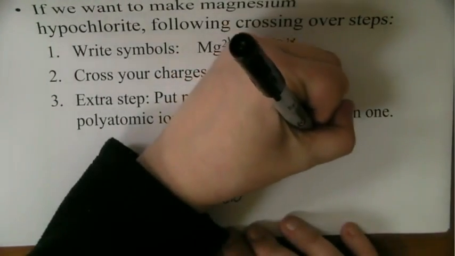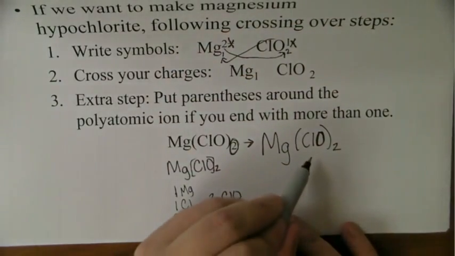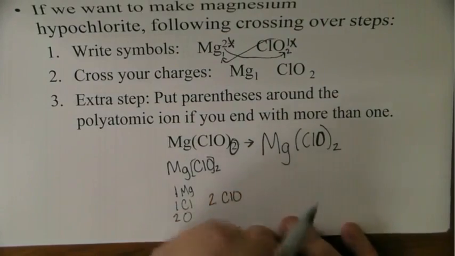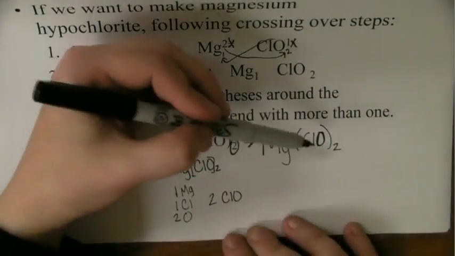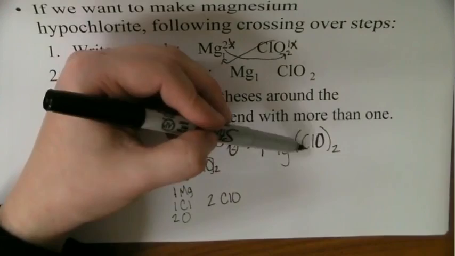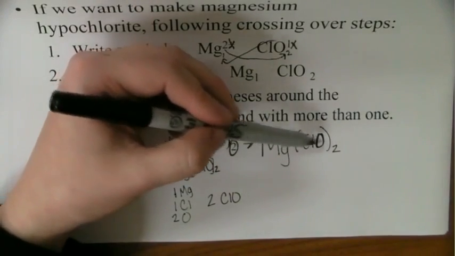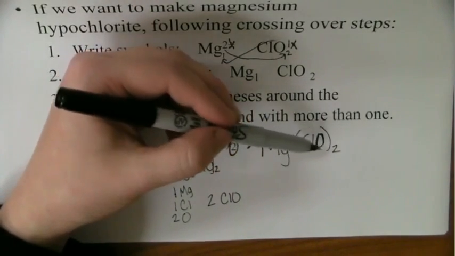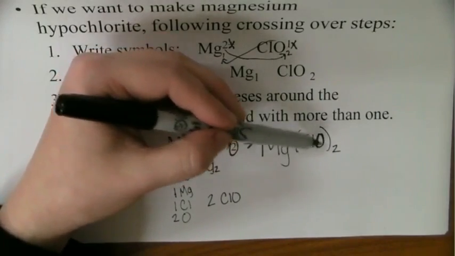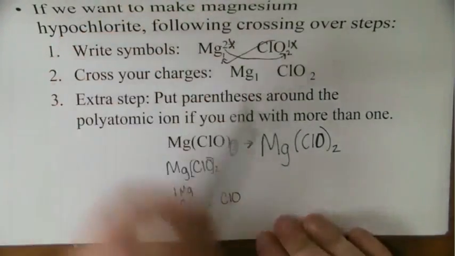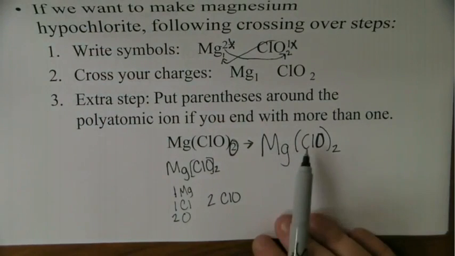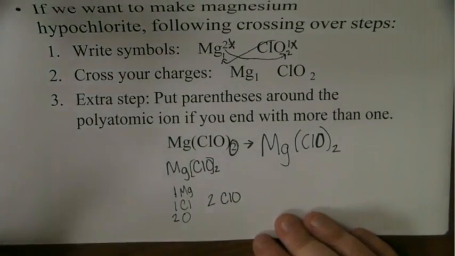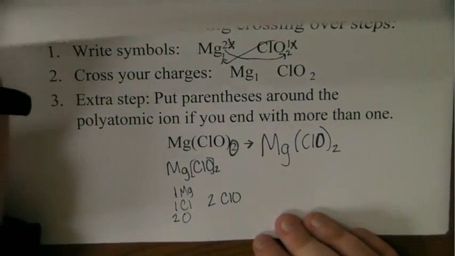Just like in math, that 2 applies to the entire ion, everything inside the parentheses. This 2 must go towards both the chlorine and the oxygen. It's 2 chlorines and 2 oxygens. Really, it's not 2 chlorines and 2 oxygens, it's 2 ClO ions. So magnesium hypochlorite is MgClO2 with parentheses around the ClO. And again, we're going to do lots of examples of these, so don't have a panic attack just yet.